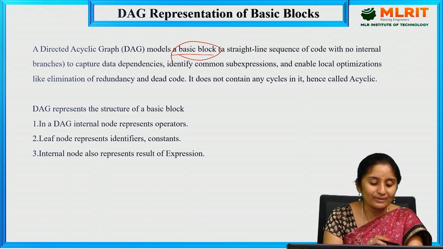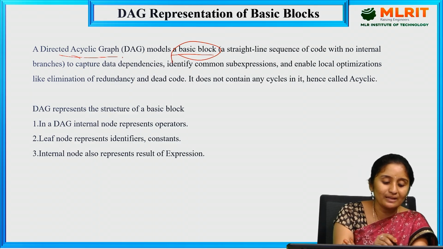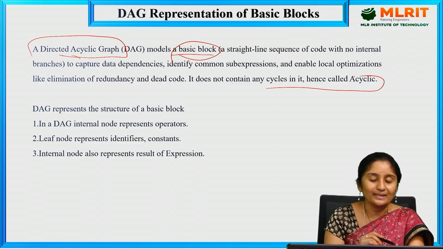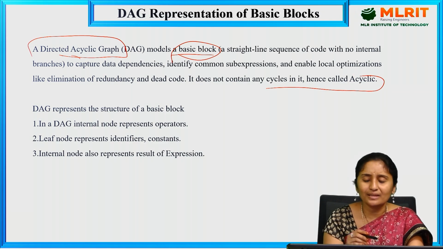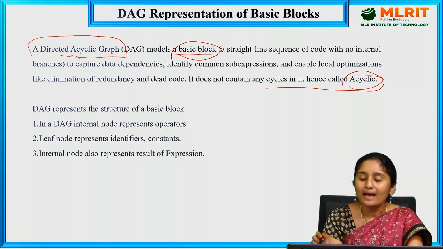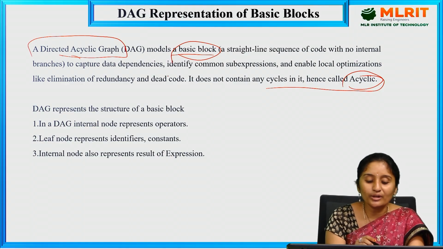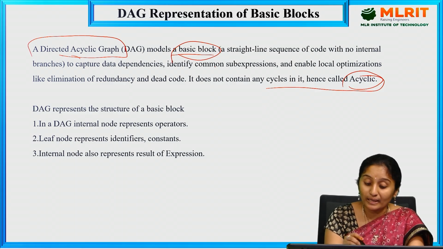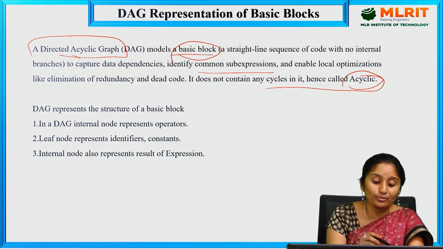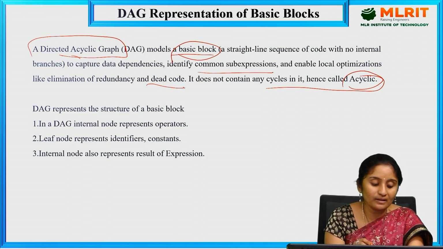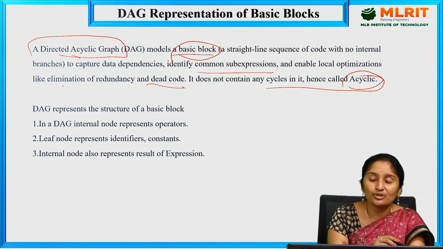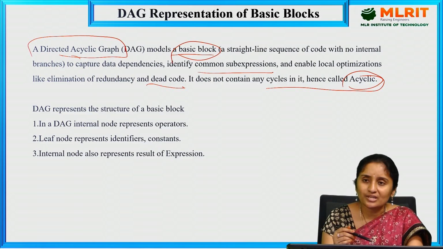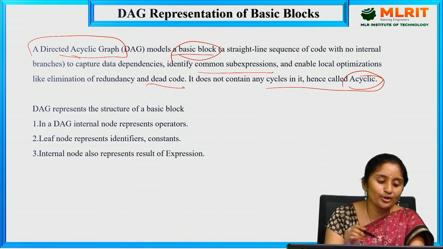So in that we are having a directed acyclic graph. The name itself tells us that there won't be any cycles, so we call it acyclic. In this DAG there is no cycle. What we are going to do in a DAG is mainly concentrate on eliminating common sub-expressions, finding the dead code, and eliminating redundancies. Some statements are repeated many number of times; those statements we are going to eliminate. All these things we are going to do by using a DAG.